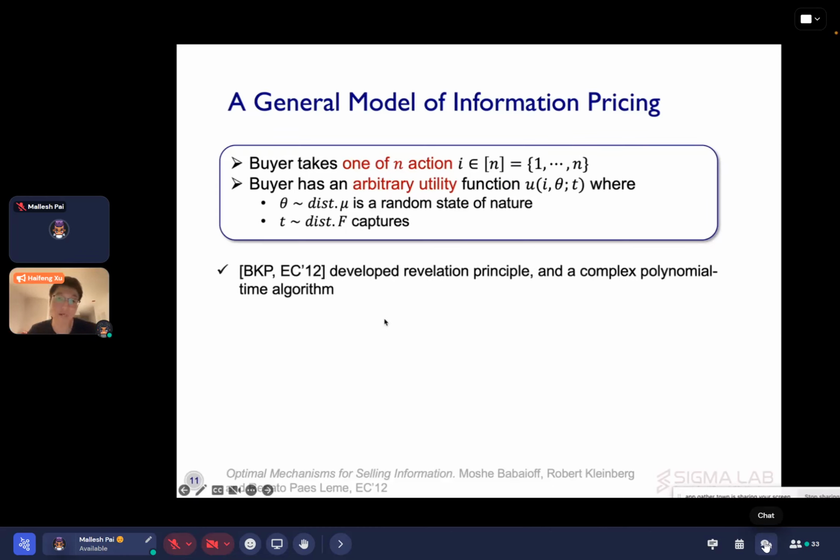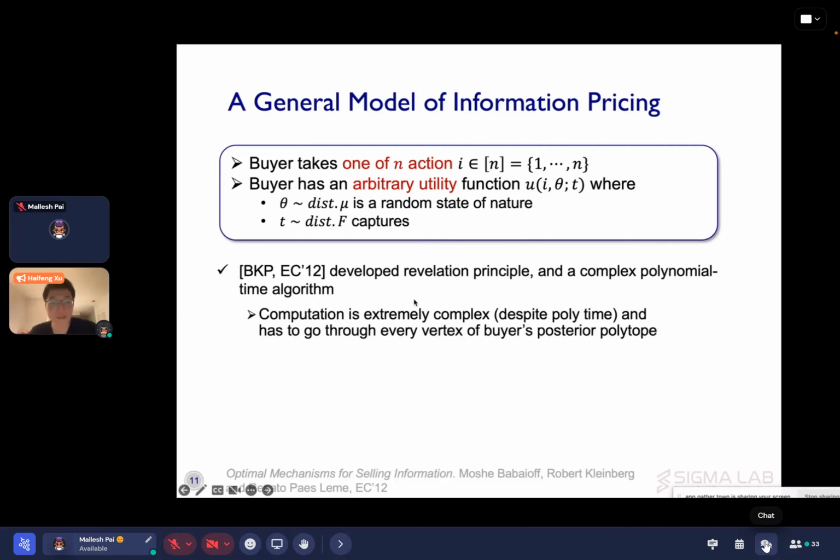And it turns out that people studied this problem actually 10 years ago. This is a very interesting paper by Babaioff, Kleinberg, and Paes Leme. In their paper, they developed the revelation principle for this general problem, and also showed that there's a polynomial time algorithm to compute the optimal revenue maximizing scheme.